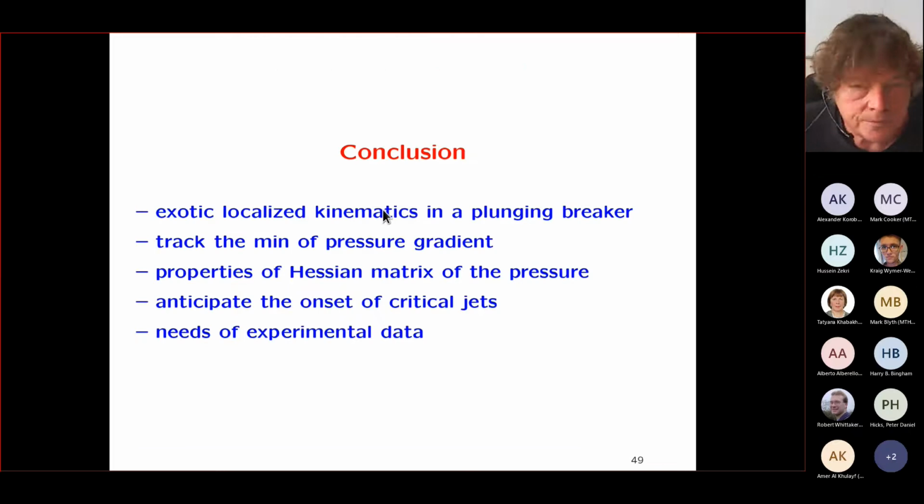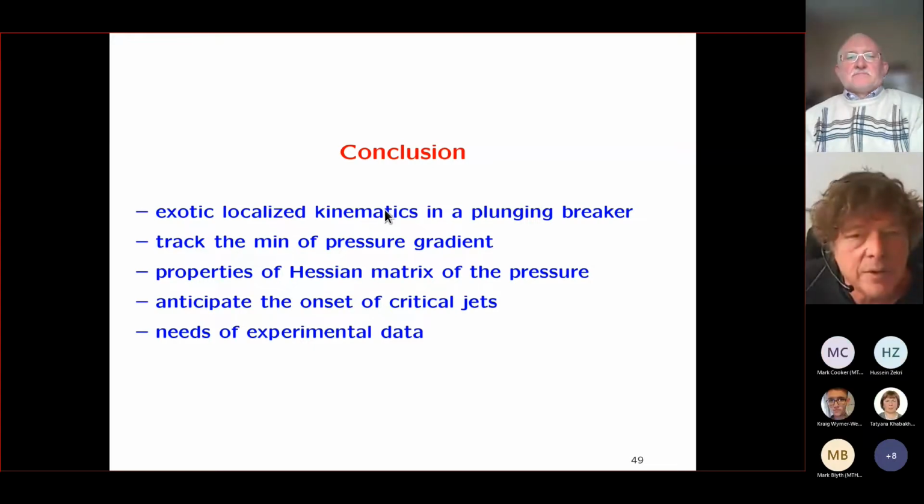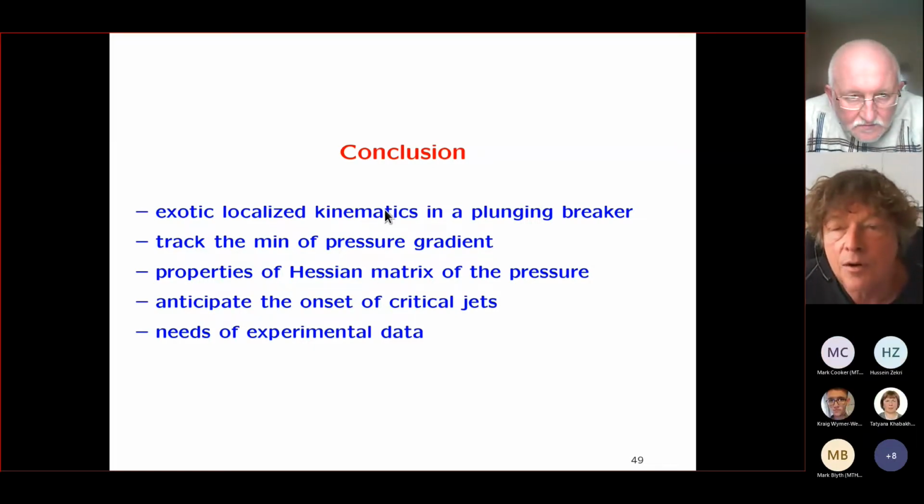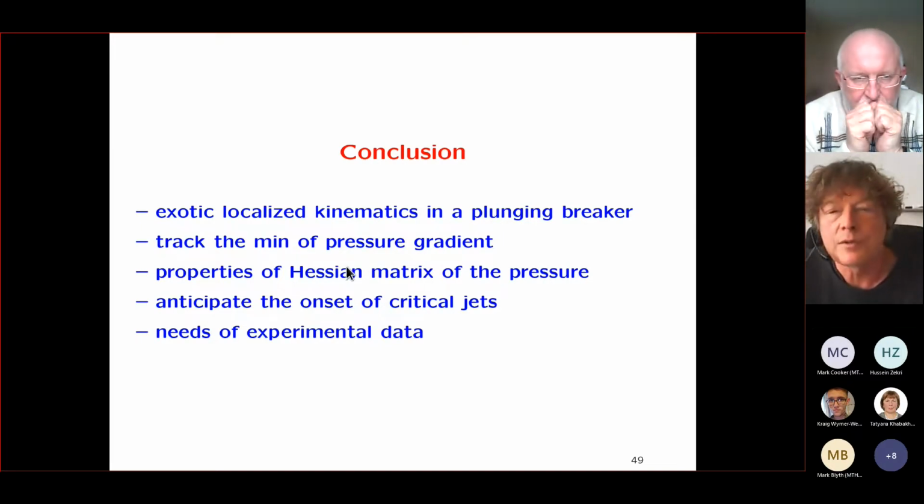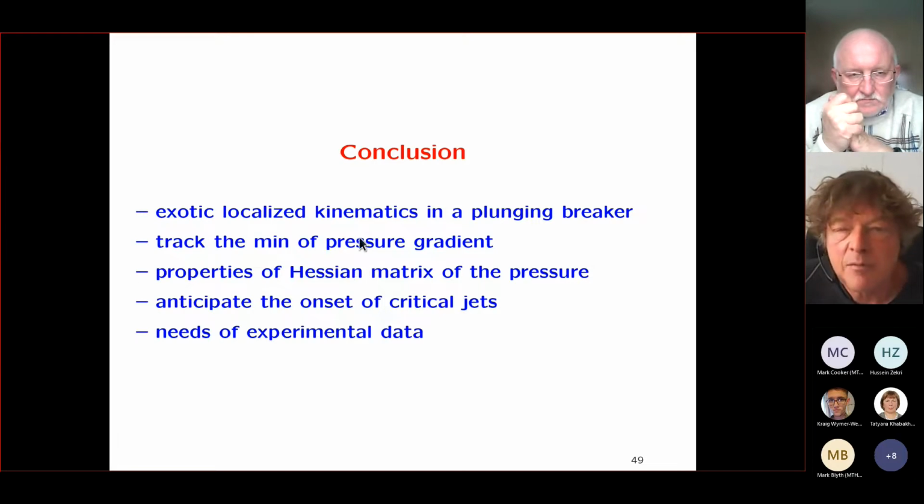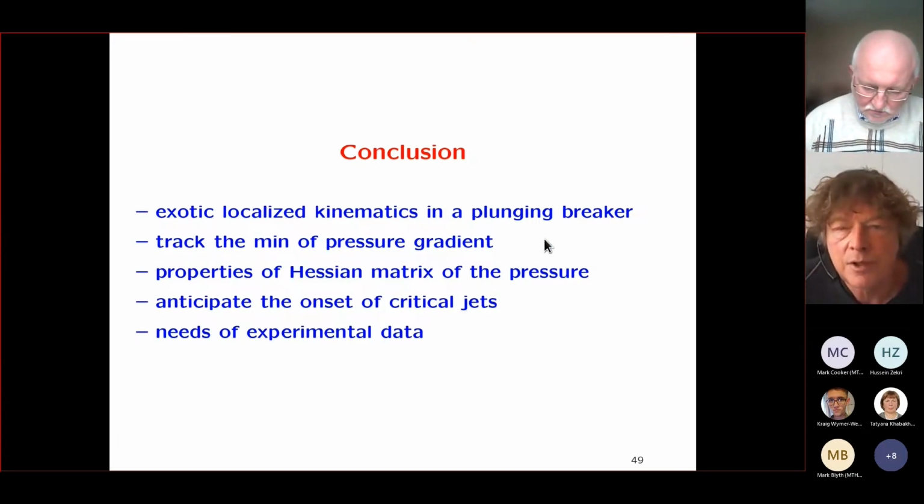So to conclude, I will say that with a simple potential flow solver, we can capture a very exotic localized kinematics in an already highly nonlinear wave, because basically we have a plunging breaker, and apart from the main crest, we observe some different critical jets. We can describe the flow before the appearance of this critical jet by tracking the minimum of pressure up to the point where this pressure gradient vanishes.